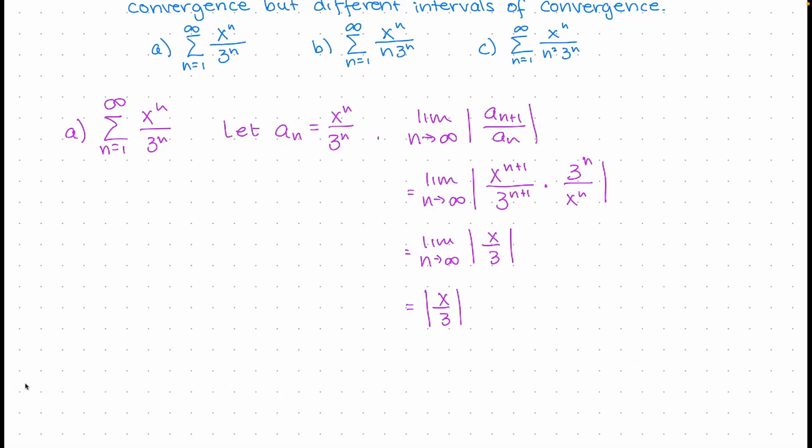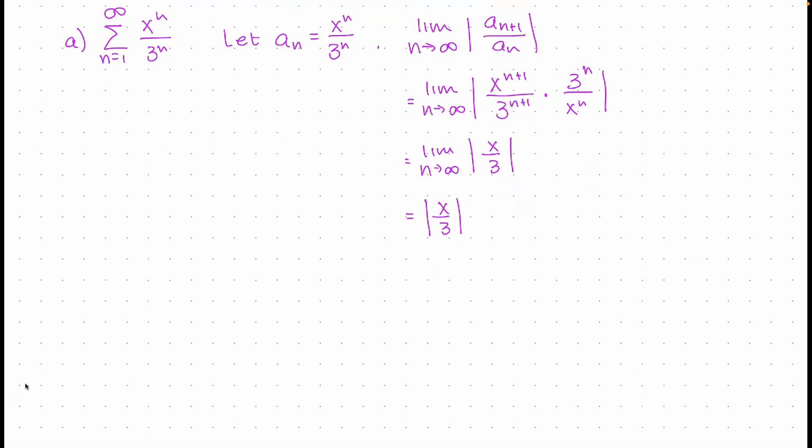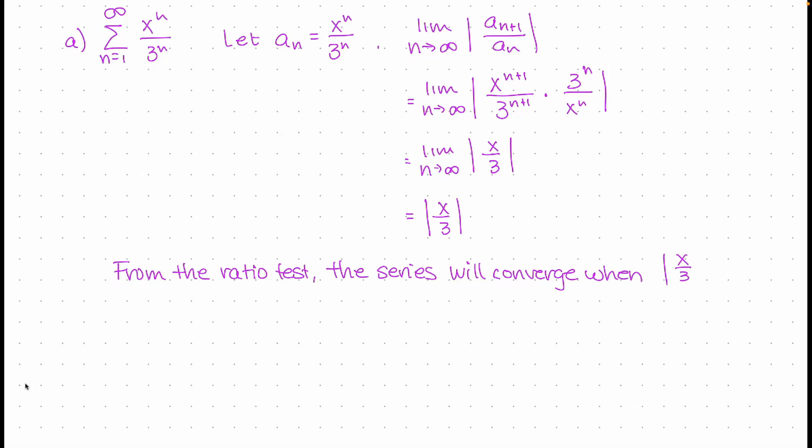And from the ratio test, we know that the series will converge when that limit, the absolute value of x over 3, is less than 1. So now it's giving us something to work on. So any questions how I got here?